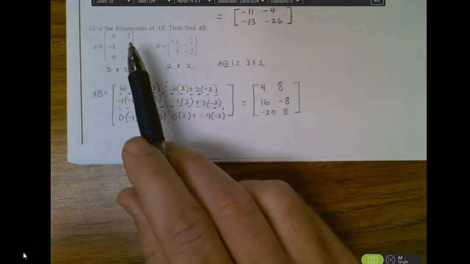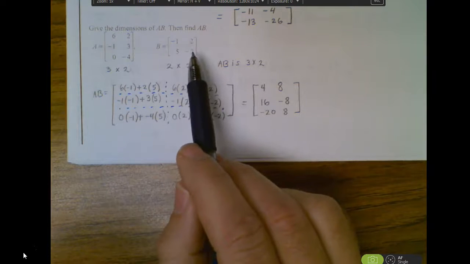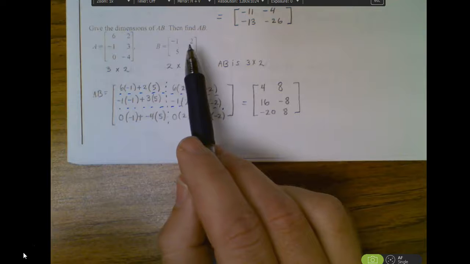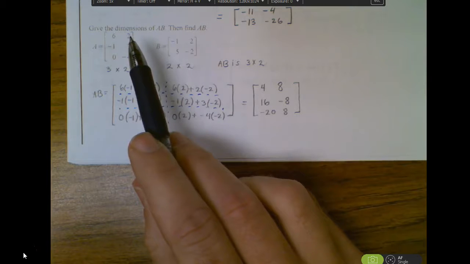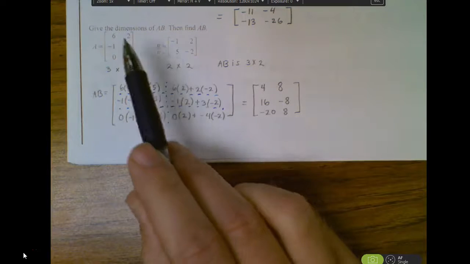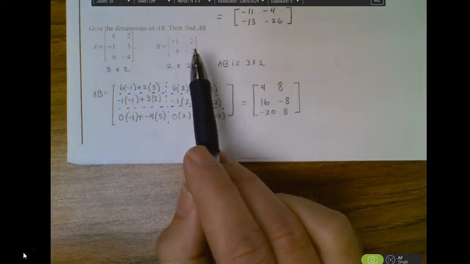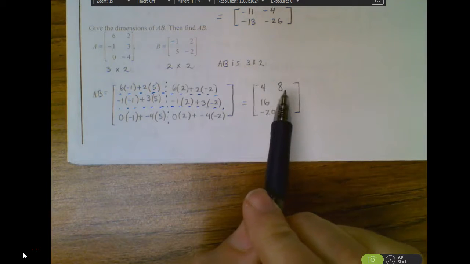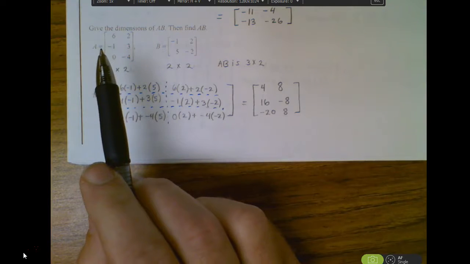Then I'm going to do my top row times the right column. So I'm going to do the 6 times the 2. I'm going to do this 2 times this negative 2, and then I'm going to add those results together. And since I'm doing the top row times the right column, it goes in the top right part of my answer. From there, you're just going to move to the next row.